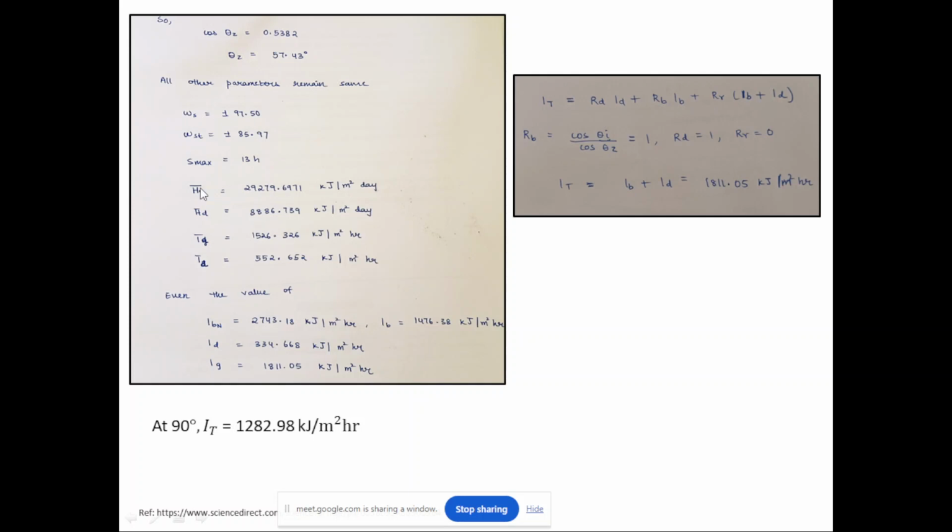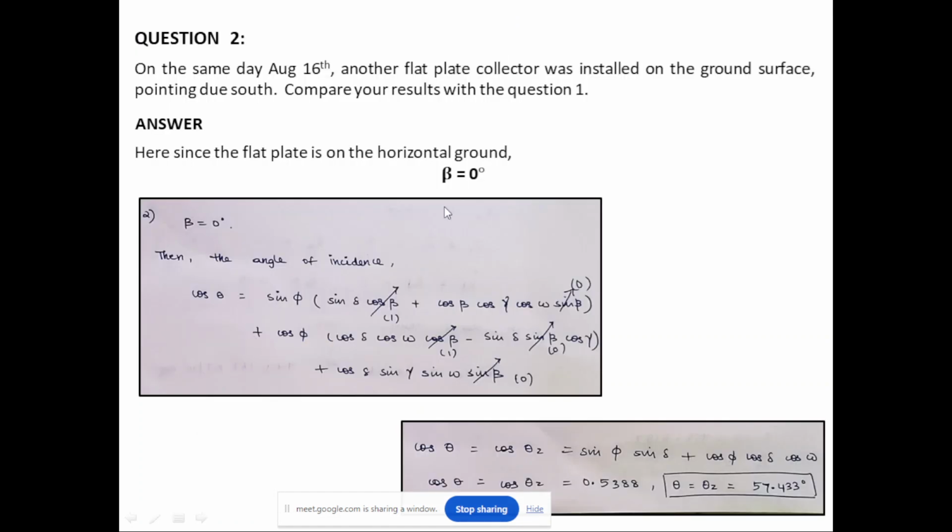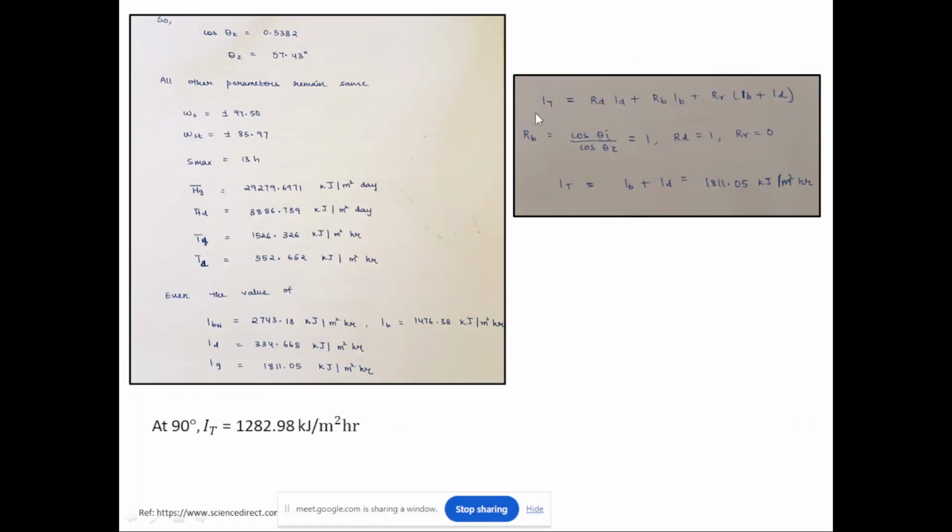All these values do not change because they are not a function of beta. So the calculation becomes much easier here. These values actually remain the same. So what will change here is your angle of incidence.